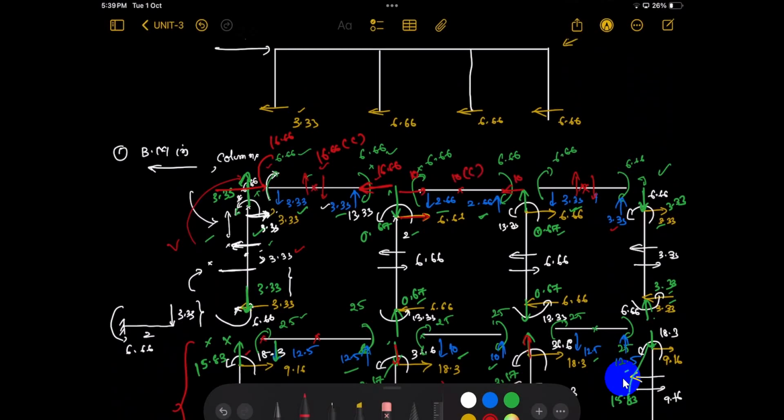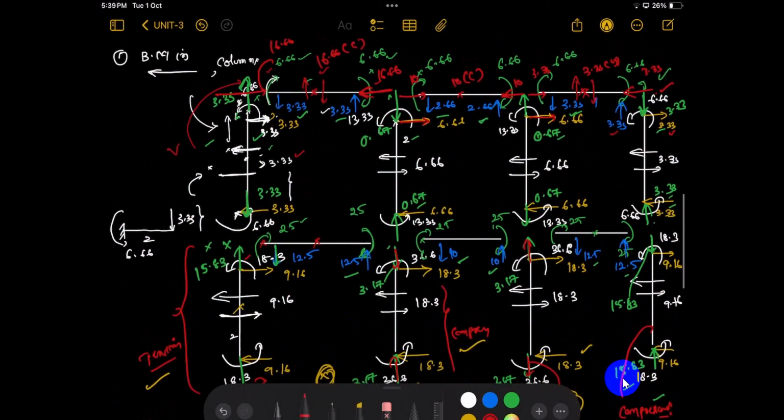See, this is 10, this is 6.66. What is the remaining value? Joint equilibrium, 3.33. So this is 3.33 compression. Again, this is 3.33. So joint equilibrium is at 3.33, yellow color. To maintain the equilibrium, yes, exactly what we did is correct. You can check here.